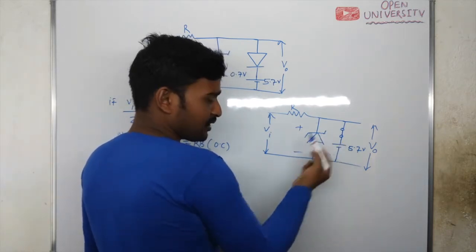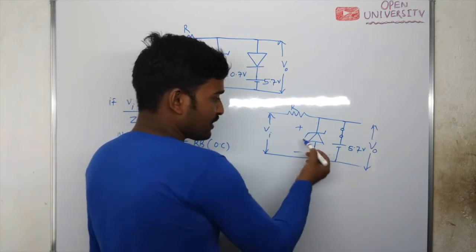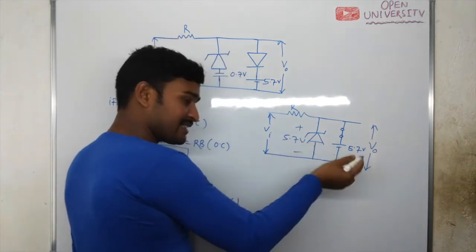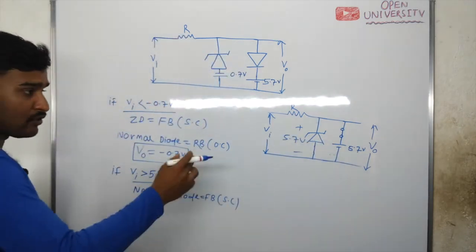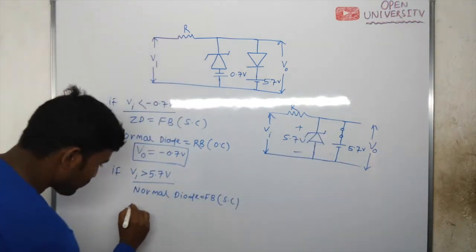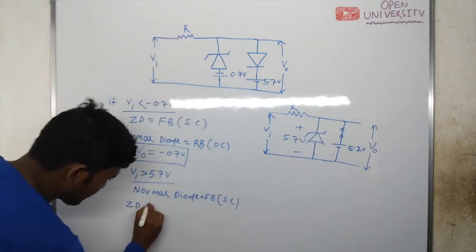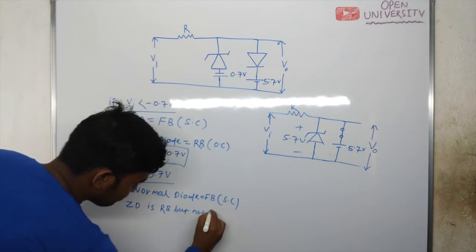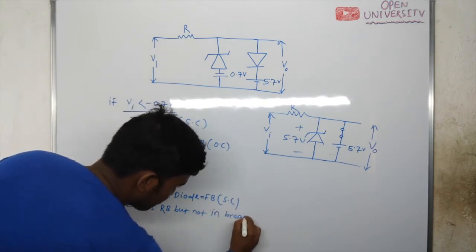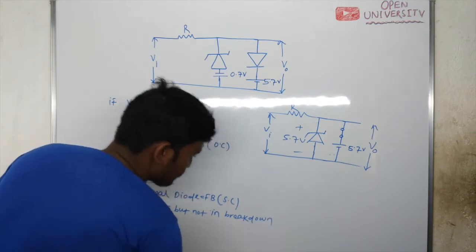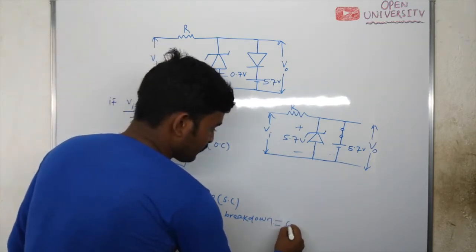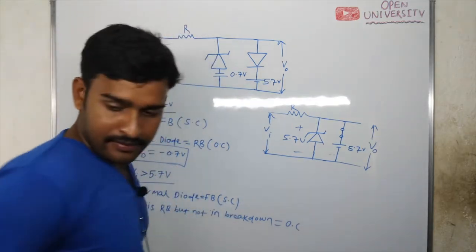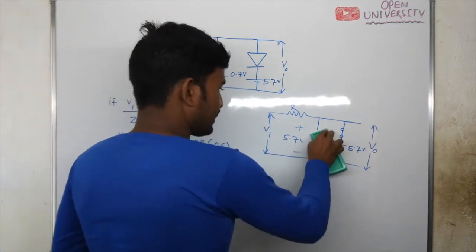But what is the breakdown voltage of the zener diode? 10 volt. And how much voltage is dropped across the zener diode? 5.7 volt. So your zener diode is reverse biased but not in breakdown, so it will be considered as open circuit. Write this down: zener diode is reverse biased but not in breakdown. So we will consider it open circuit.